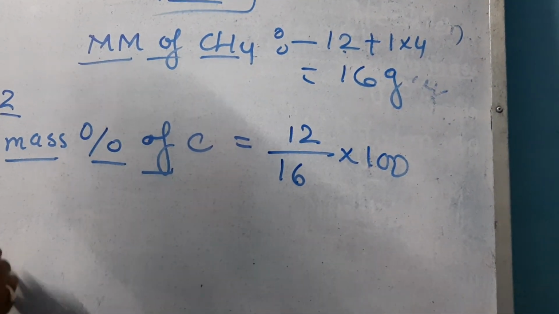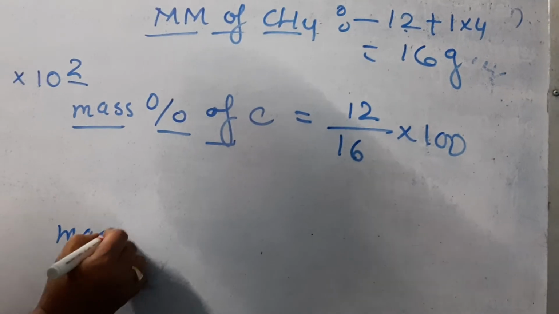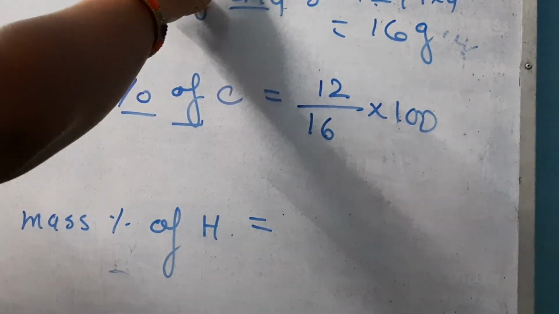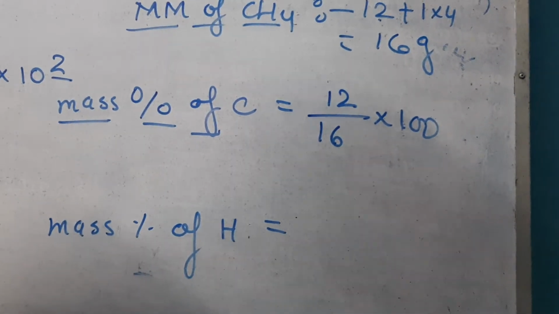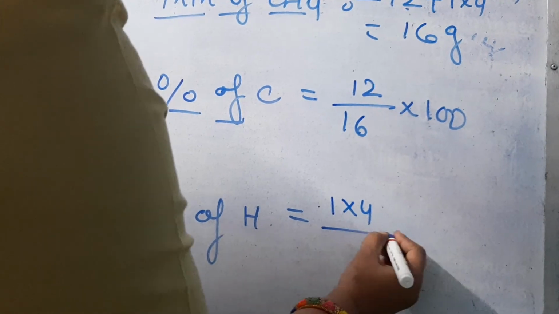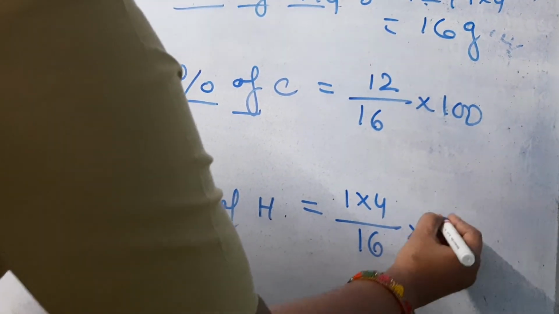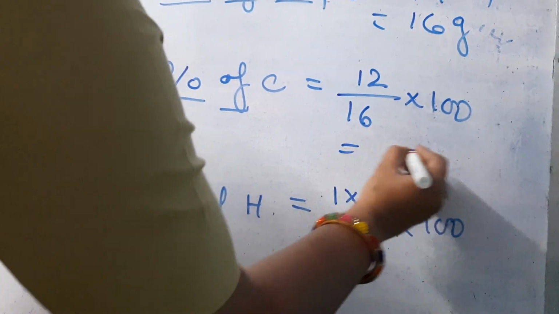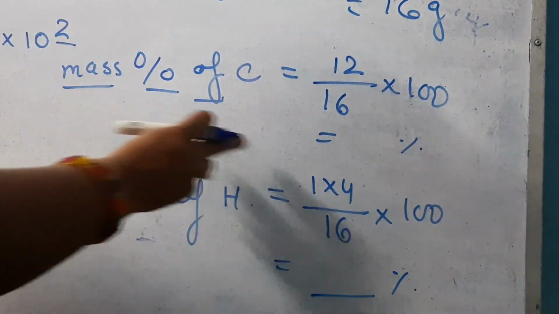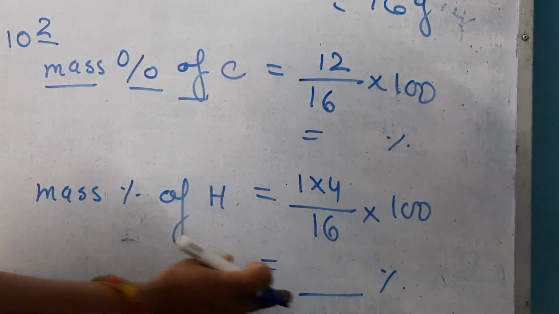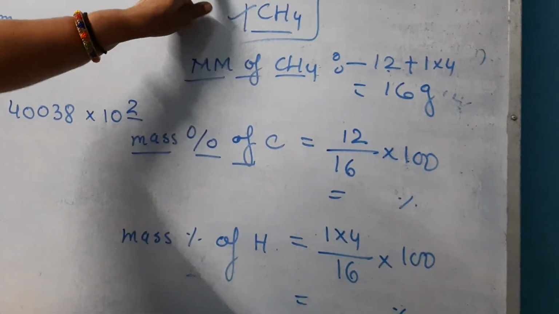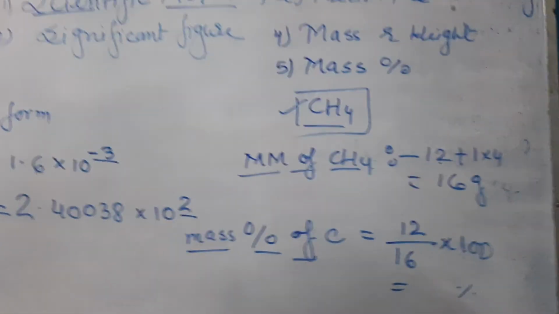Okay. Now the mass percent of hydrogen. How many atoms? 4 hydrogen atoms are present in that molecule. So what you are doing is 1 into 4 divided by the total mass into 100. And by the help of this, you will get the answer, that is the mass percentage of carbon and the mass percentage of hydrogen in that particular molecule. So this is the mass percentage. Okay, thank you.